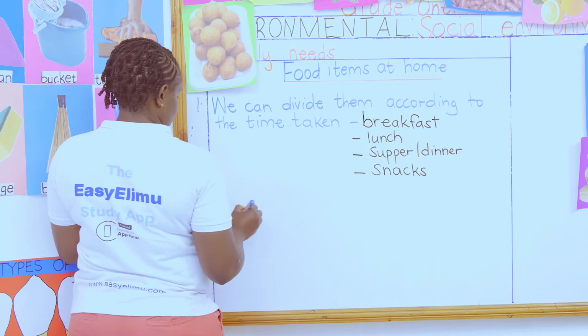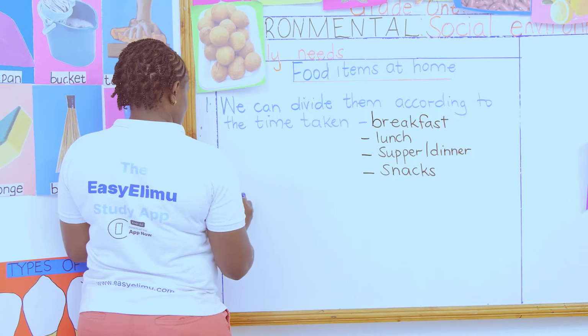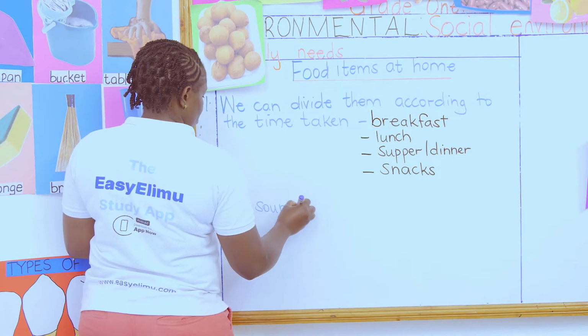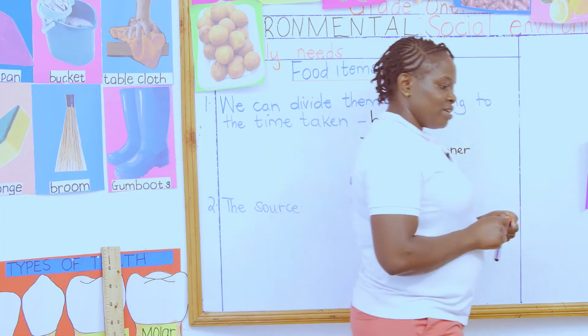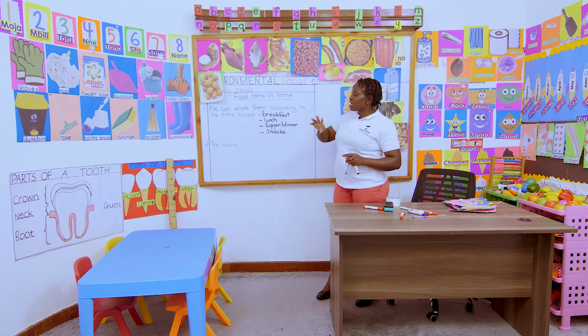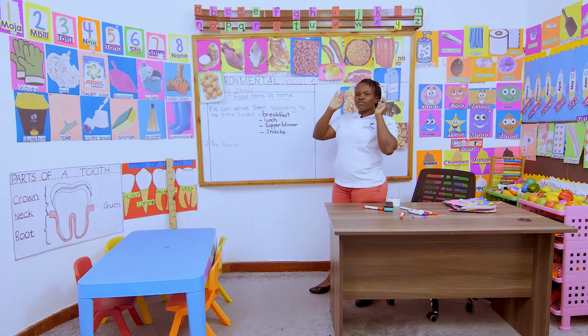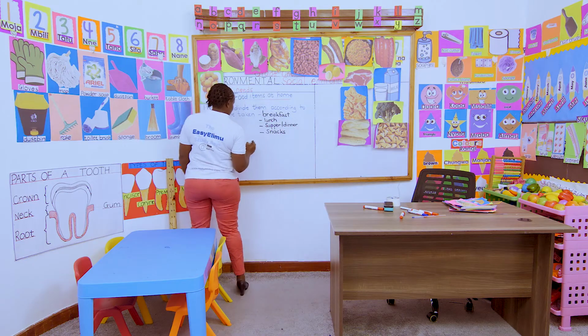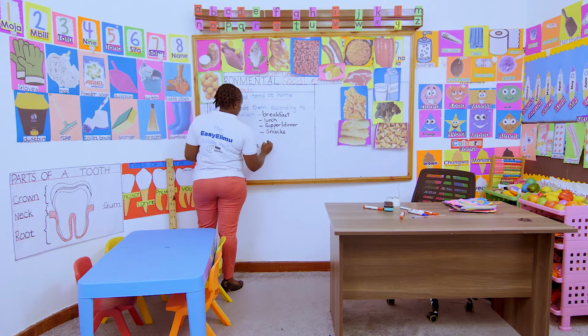Then we can also divide this food according to where they come from, the source. We have 2 main sources of food. Only 2. We can either get this food from plants or animals. So according to the source, it is either from plants or animals.